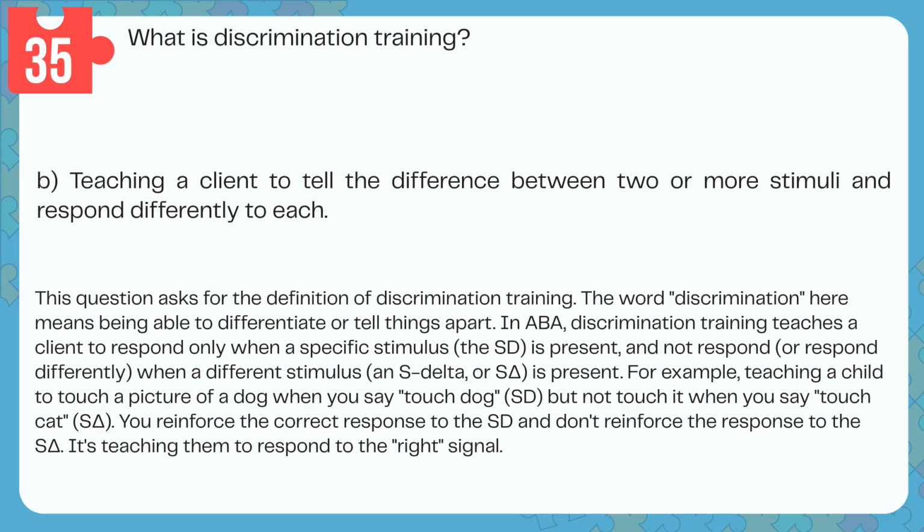This question asks for the definition of discrimination training. The word discrimination here means being able to differentiate or tell things apart. In ABA, discrimination training teaches a client to respond only when a specific stimulus, the SD, is present and not respond or respond differently when a different stimulus, an S delta, is present. For example, teaching a child to touch a picture of a dog when you say touch dog, SD, but not touch it when you say touch cat, S delta. You reinforce the correct response to the SD and don't reinforce the response to the S delta. It's teaching them to respond to the right signal.